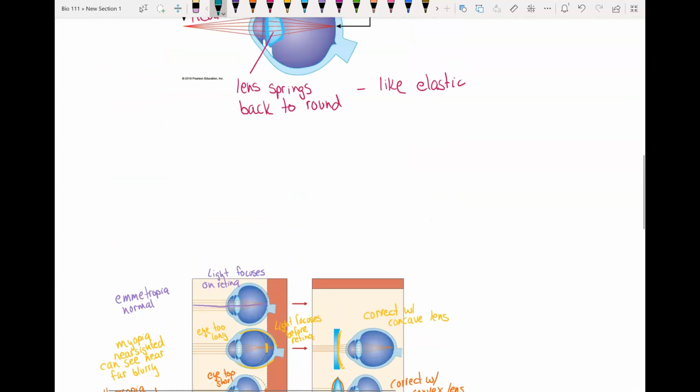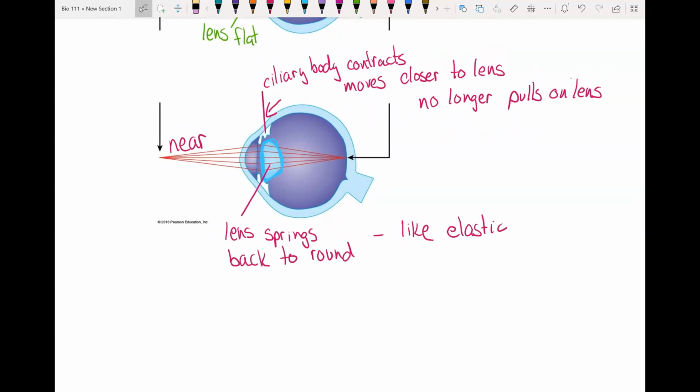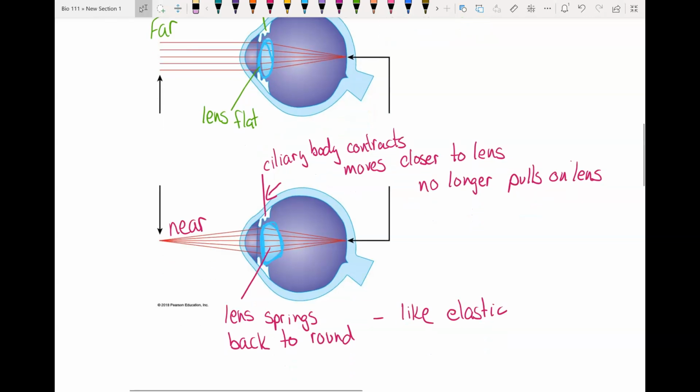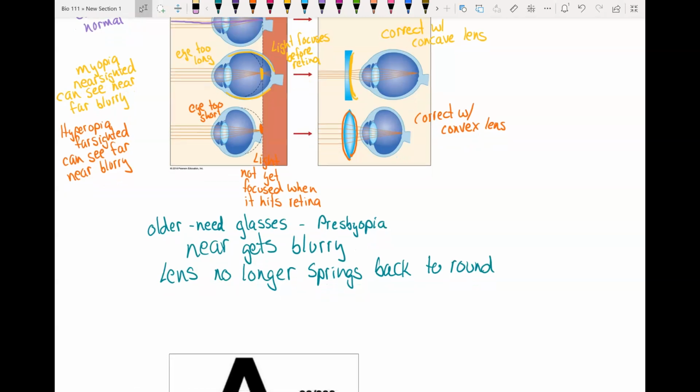So just like any piece of elastic, with your lens, as it gets old, when you go from far and it's pulled back to looking at something near and you stop pulling on it, it just stays flat. It doesn't spring back to round. So that's what happens when you get into your 40s and your 50s and you start to need glasses. The lens loses its elasticity.